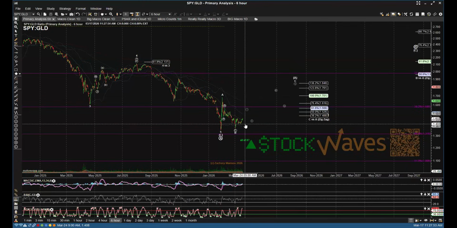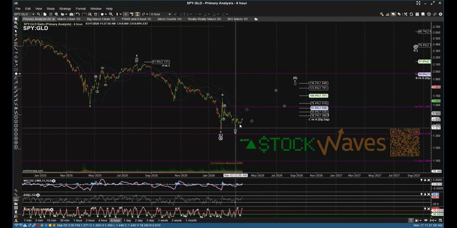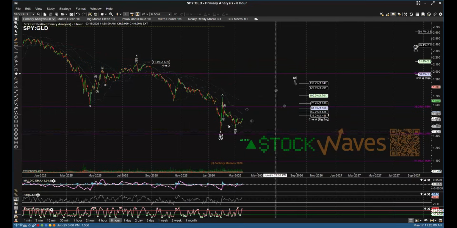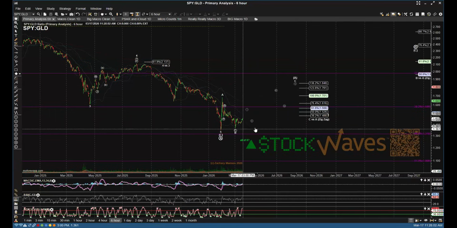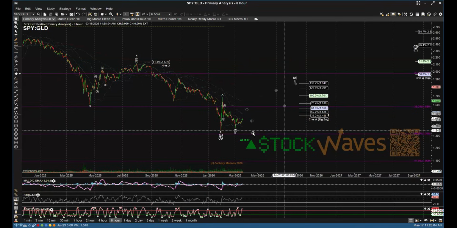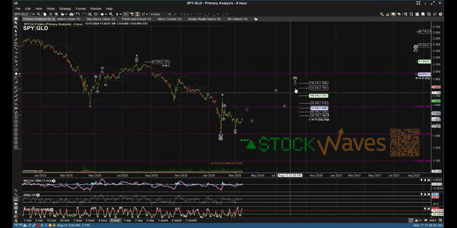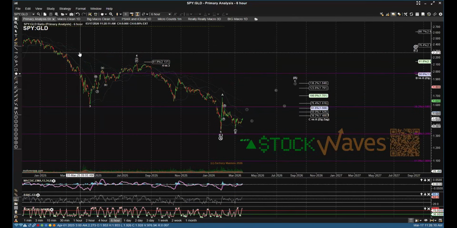So immediate support on this ratio chart is 1.4, and certainly holding recent lows from March are important for support in the broad market, as well as the downside structure in the start of that possible C wave that we were looking at in gold.